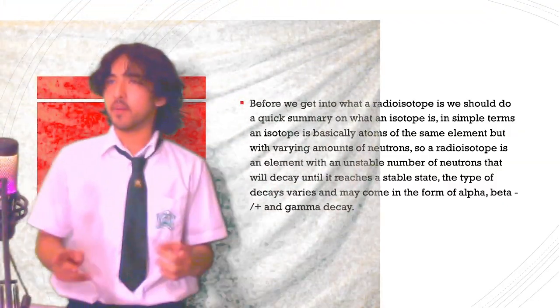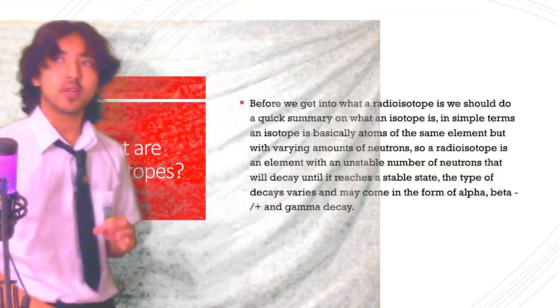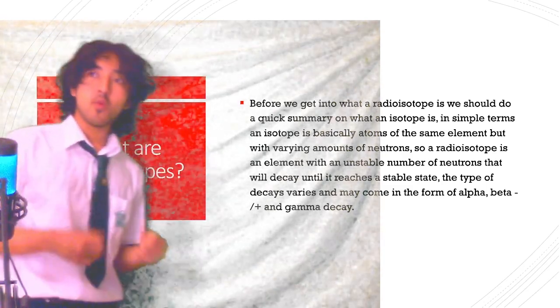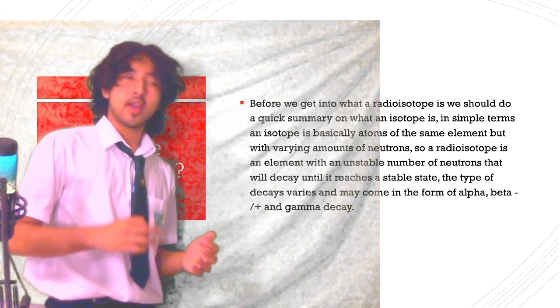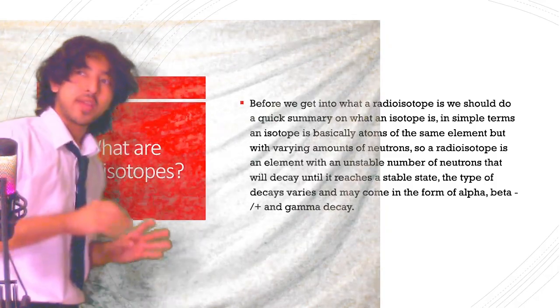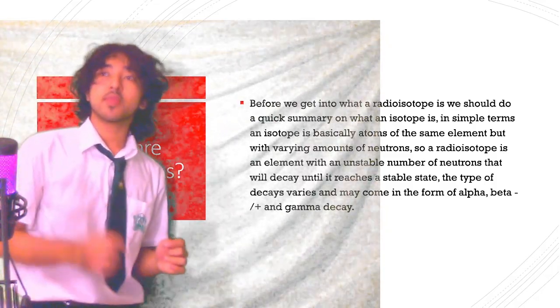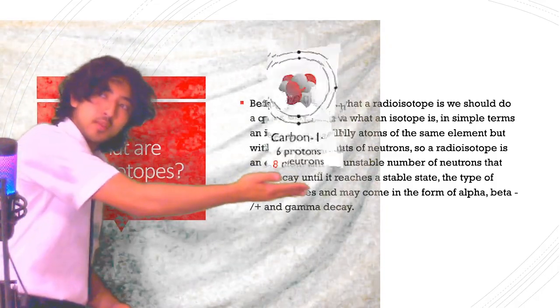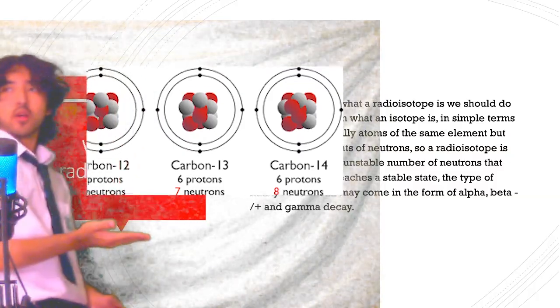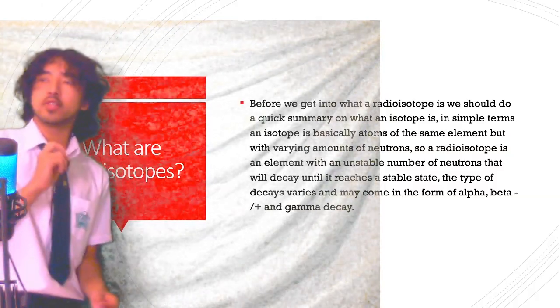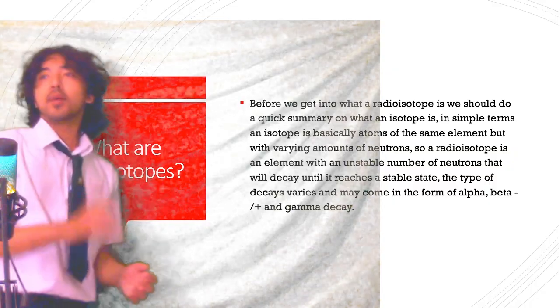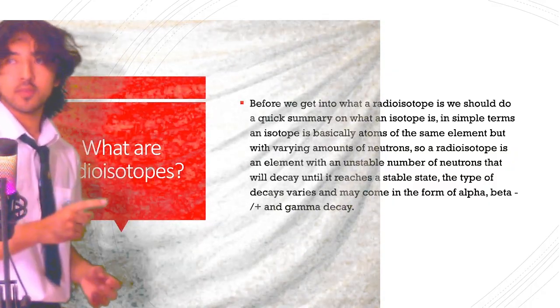Well, before we get into that, I think it's justified to do a quick summary on what an isotope is. In basic terms, an isotope is just atoms of the same element with varying amounts of neutrons inside the nucleus. For example, carbon 14, 13, and 12, all of which have the same number of protons and electrons, but have different amounts of neutrons.